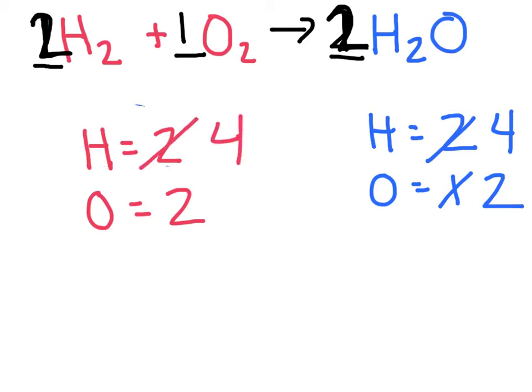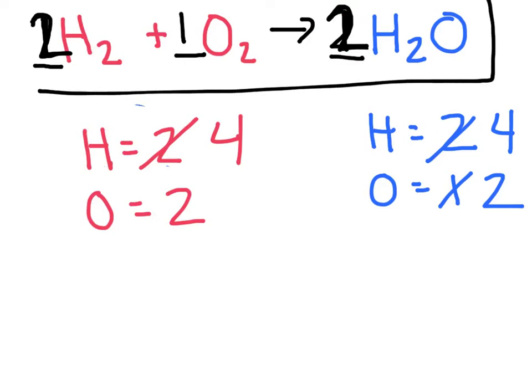So what I have done now is what we call balancing this chemical reaction, where I've changed the coefficients so that they're balanced. 2, 1, 2. And this, my friends, is our balanced chemical reaction.